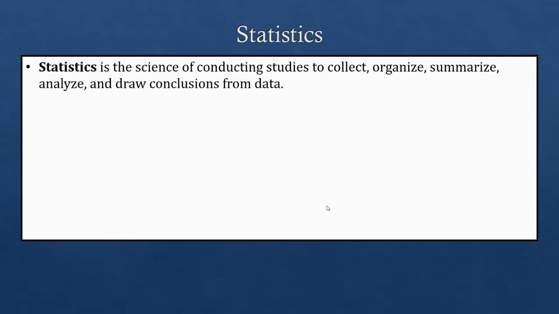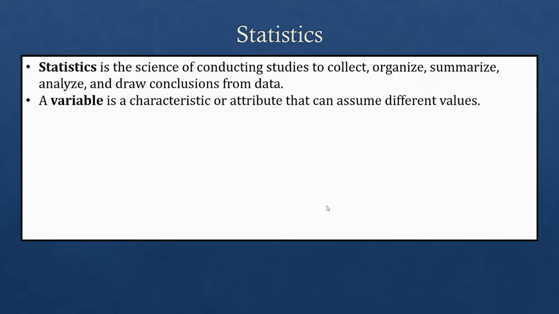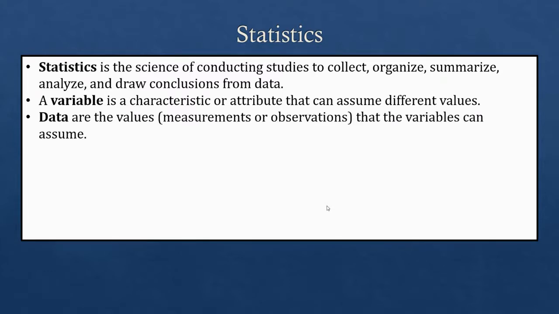So, statistics is the science of conducting studies to collect, organize, summarize, analyze, and draw conclusions from data. A variable is a characteristic or attribute that can assume different values. So, lots of different variables can be used. We're going to look at tons of them throughout the semester, but basically, a variable is anything that we can go out and collect data from. And data are the values. They could be measurements or observations, depending on what kind of variable we're working with. But they are values that the variables can assume. So, for example, if my variable is height, then the actual values of height would be those data.